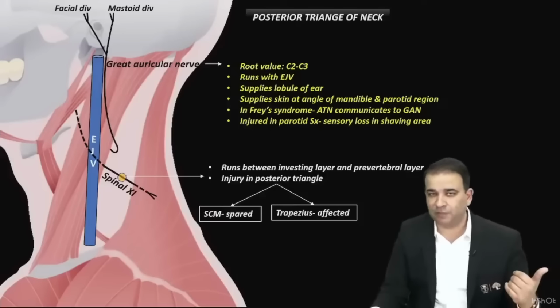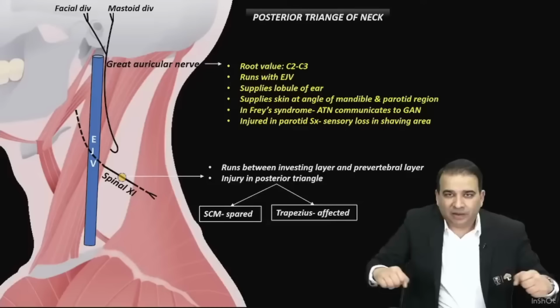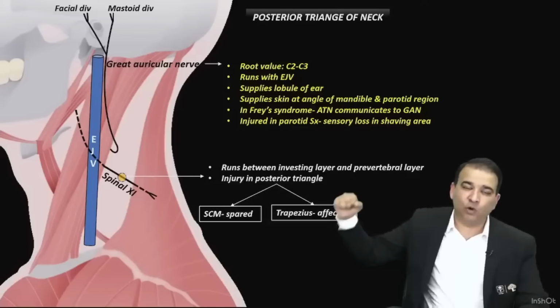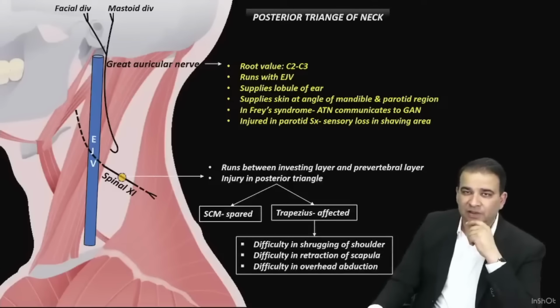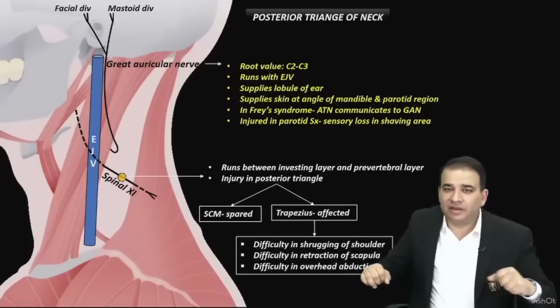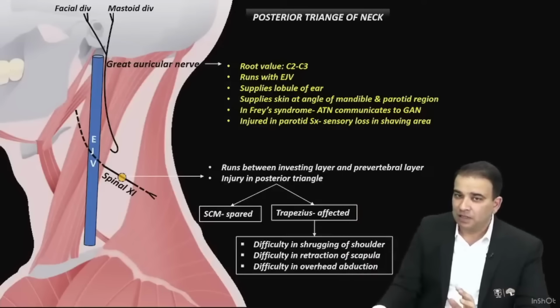Now, what are the features of trapezius muscle paralysis, guys? The patient will have difficulty in shrugging of the shoulder, difficulty in retraction of the scapula, and difficulty in overhead abduction, which are all functions of the trapezius muscle. The features of the trapezius muscle paralysis will be seen.